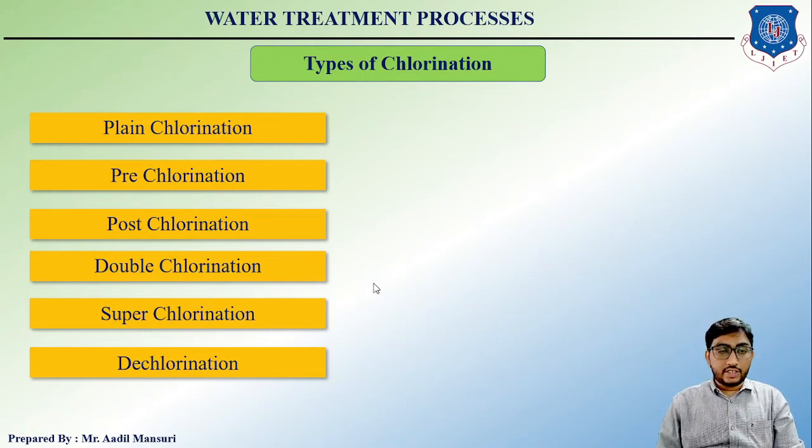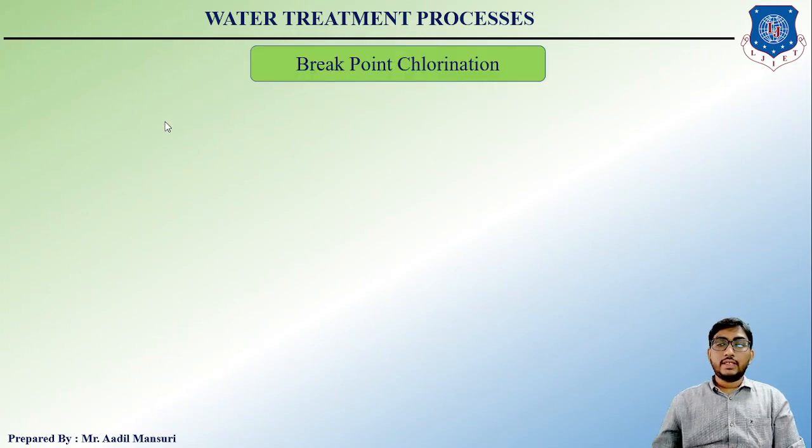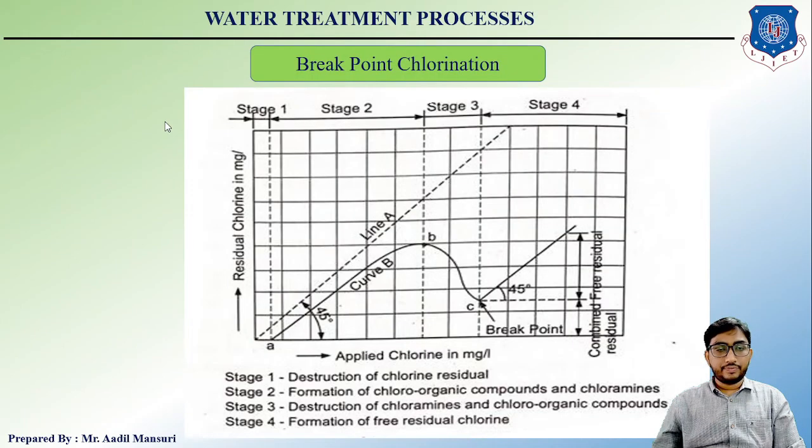And dechlorination. Last one is the dechlorination. Dechlorination means removing the chlorine from the water, and this is generally practiced when superchlorination is done. Okay, so this was regarding different types of chlorination. Let us now move ahead. Our next topic is breakpoint chlorination.